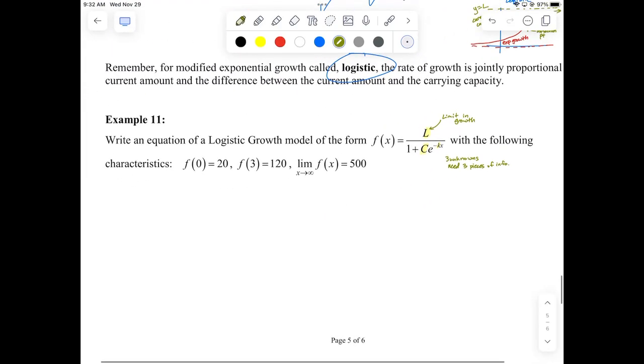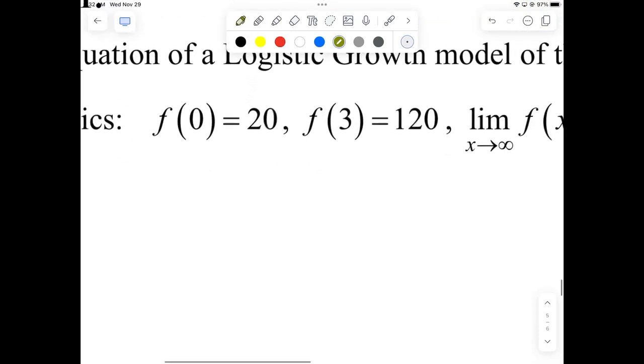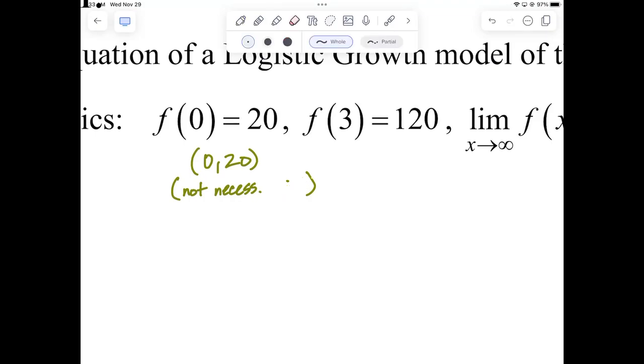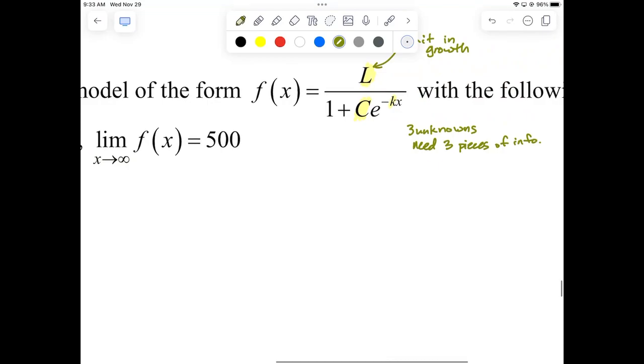Well, let's try it out here. We're going to try and write the equation. This will be the last thing we do today, probably. f of 0 equals 20. Right, if this were exponential, 20 would be my y-intercept, yes? But believe it or not, for logistic, this is not necessarily the y-intercept. Or actually, it is the y-intercept, sorry. I'm getting my ideas confused. It's not necessarily the c value, okay? It's not necessarily the c value.